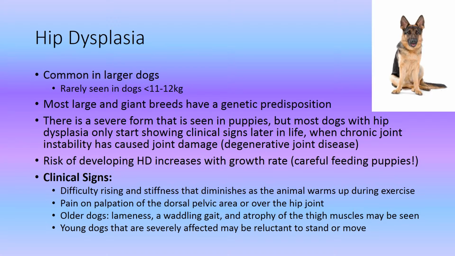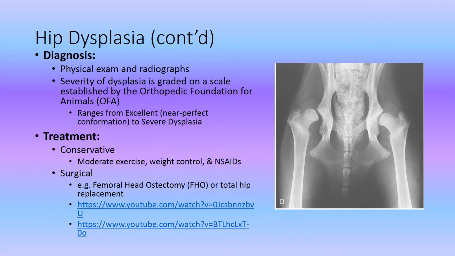Clinical signs: they're going to have difficulty rising and stiffness that diminishes as the animal warms up during exercise. Pain on palpation of the dorsal pelvic area. Older dogs are going to be lame with a waddling gait, and their thigh muscles are going to be atrophied. Young dogs that are severely affected may be reluctant to stand or move. How do we diagnose it? We do a physical exam and we also take an x-ray.